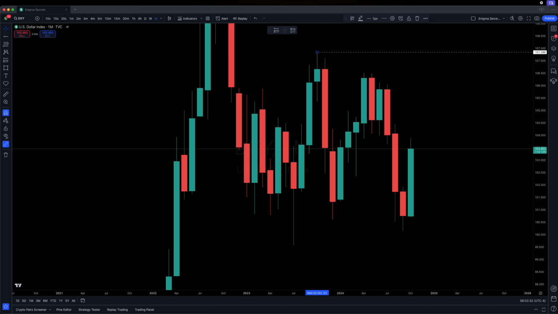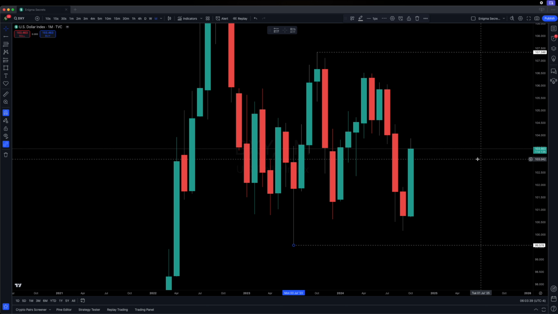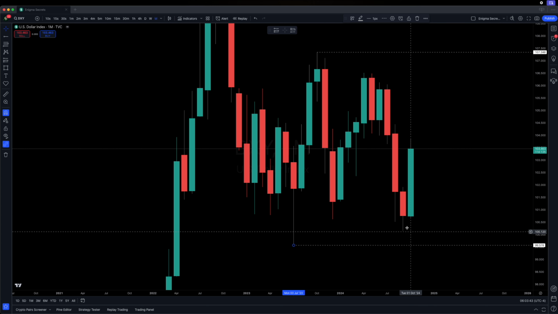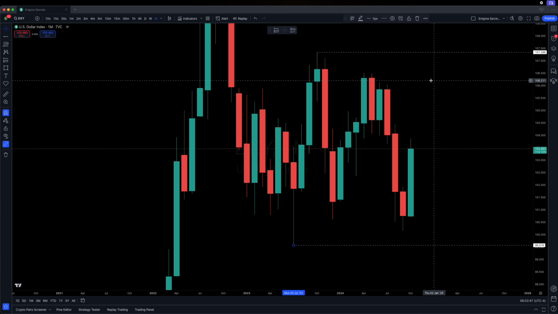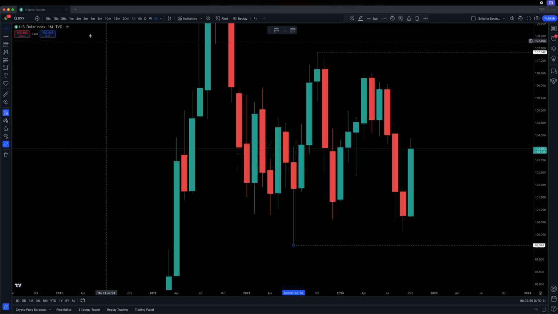This is the dealing range high. This is the dealing range low. What is the job of the algorithm? The job of the algorithm is to buy in a discount and sell in a premium. What defines where the premium is? The equilibrium halfway between the high and the low.